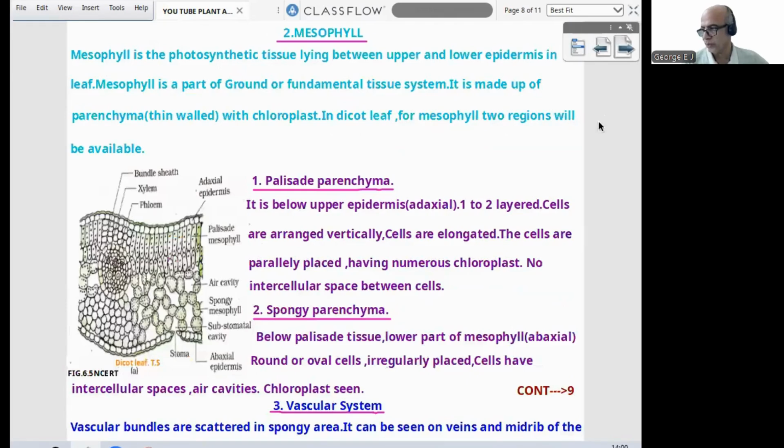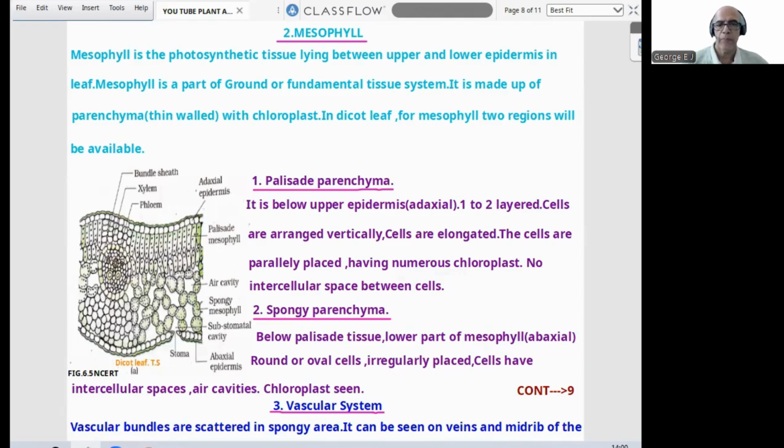Now comes mesophyll. It is the main photosynthetic area, lying between upper and lower epidermis. It is a part of the ground or fundamental tissue system, made up of parenchyma with chloroplasts. In dicot leaf, there are 2 regions of mesophyll, palisade and spongy. Palisade is below the upper epidermis, adaxial, 1 to 2 layered. Cells are vertically arranged, elongated and parallelly placed, with numerous chloroplasts and no intercellular space.